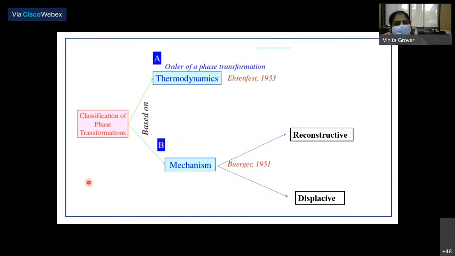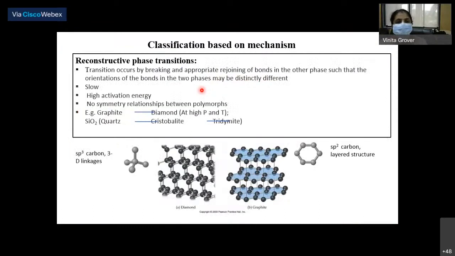So phase transformations are basically classified on two characteristics, and they can overlap also. One, mechanism: how the phase transition is actually happening. On the basis of it, it is classified as reconstructive or displacive. And the other is on the basis of its thermodynamic behavior. We'll study both classifications now.